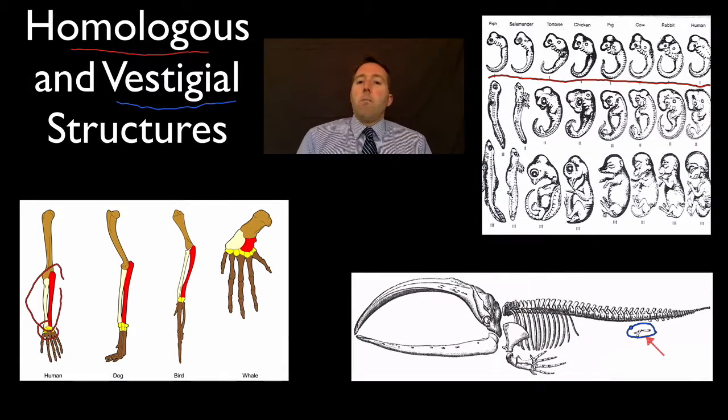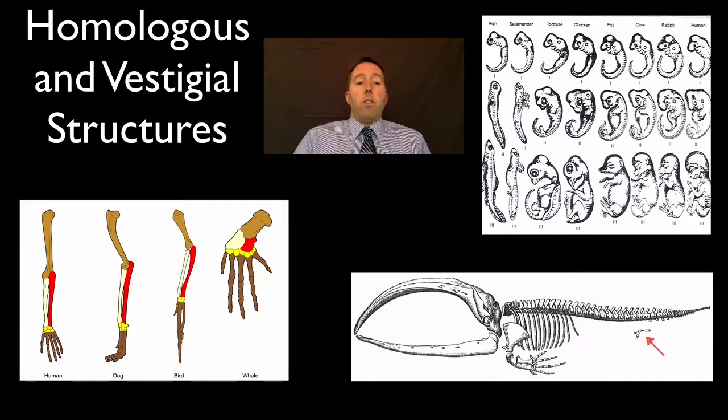So if we look at the homology of different organisms and also the vestigial structures, or the kind of useless, don't have any use anymore structures of organisms, we can track evolution as it has happened. And this is a really exciting and interesting use of comparative anatomy.